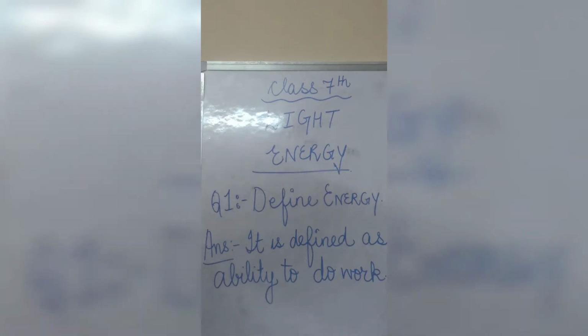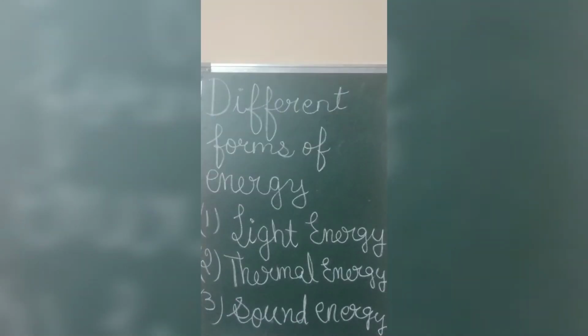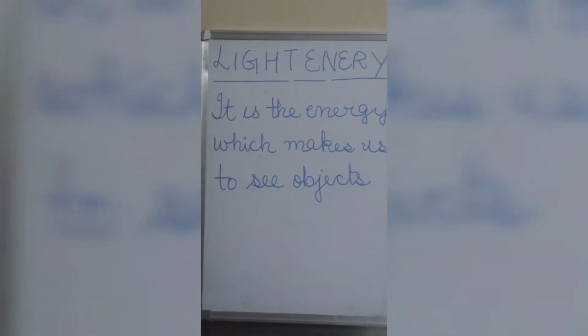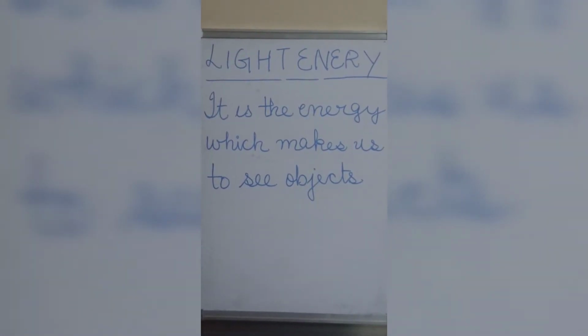And if you remember, in our previous chapter we have learnt about different forms of energy. For example, light energy, thermal energy, sound energy, electrical energy, and many more energies we had learned. So what is light energy? It is an energy which makes us see objects.